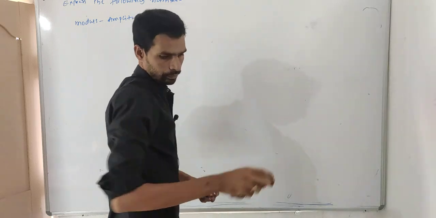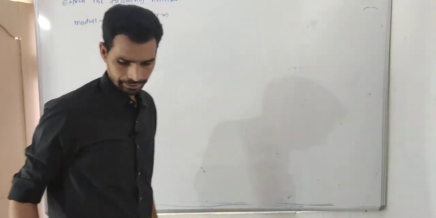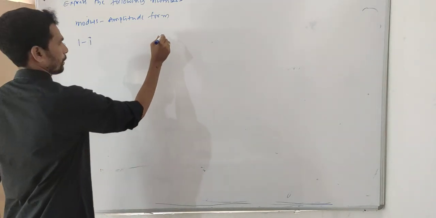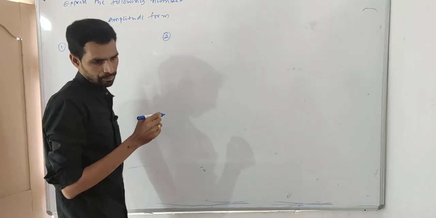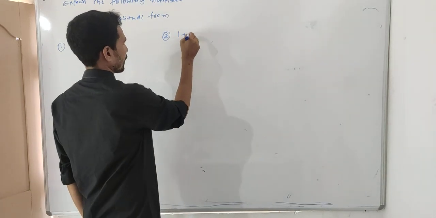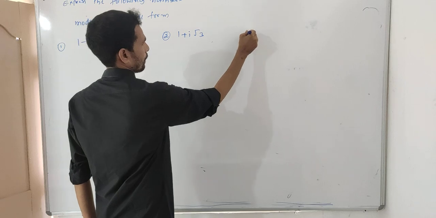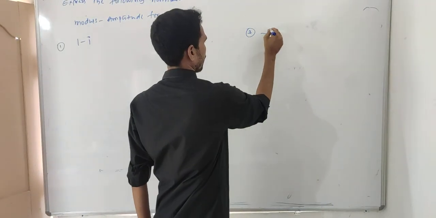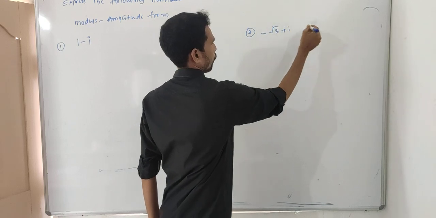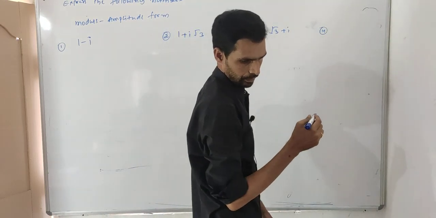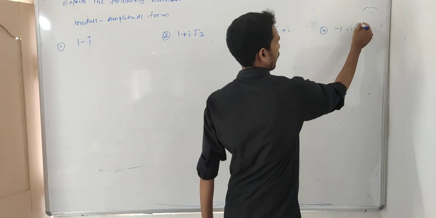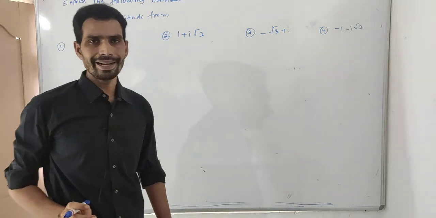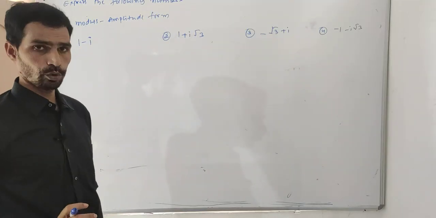What is the first problem? First problem is 1 minus i. Second problem is 1 plus i root 3. Third problem is minus root 3 i. Fourth one is minus 1 minus i root 3. Most important for MCET entrance, JEE Mains and MCET.